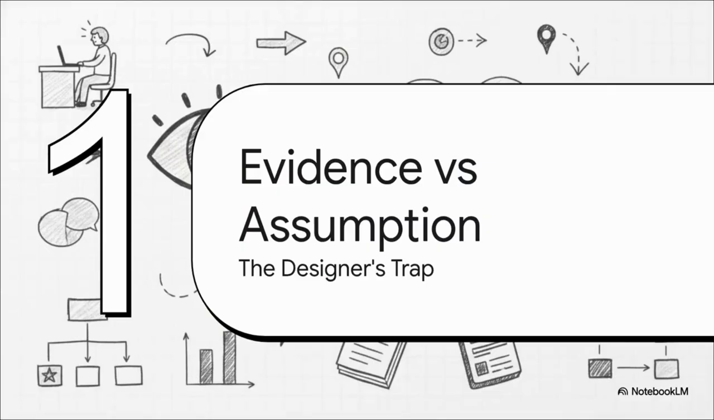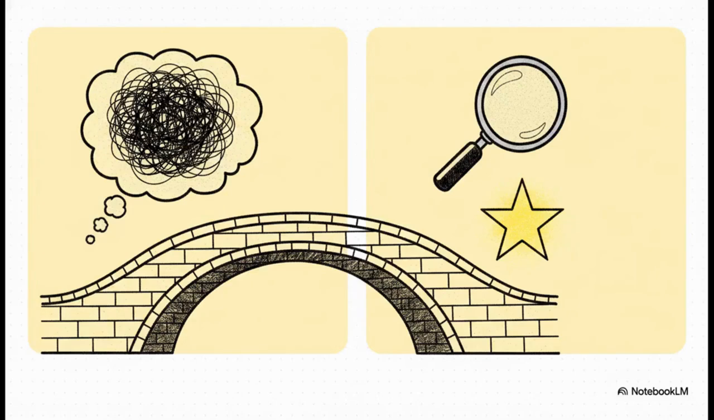Moving on to Section 5, Evidence over Assumptions. Let's talk about the ultimate designer's trap. Okay, we need to address the elephant in the room here. Letting our own personal opinions completely override actual user realities. Assumption basically says, well, I think users want this. Evidence, on the other hand, asks, hold on, did we actually observe this? You really have to check your ego at the door.